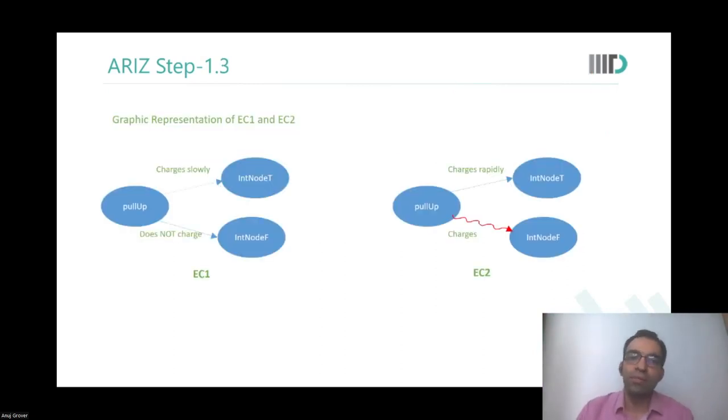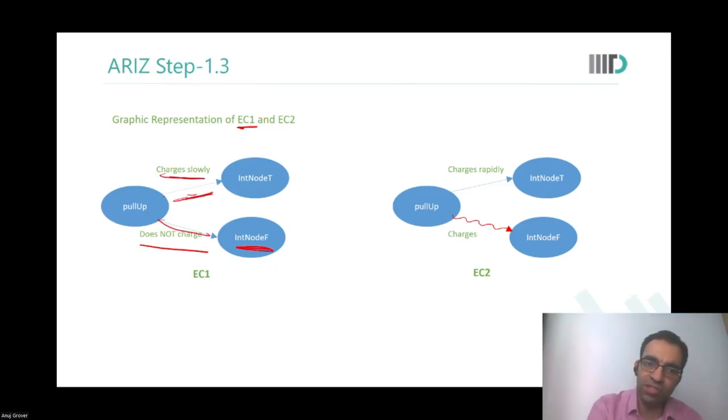So I now graphically put the system. The engineering contradiction one said the pull-up is weak. If the pull-up is weak, it does not charge int node F, so that is a regular function, but it charges slowly int node T. So you see, this is a dashed line. However, if the pull-up is strong, there is a harmful function over here. It charges int node F, but it charges rapidly int node T. So now you have two substance-field models of a possible solution.